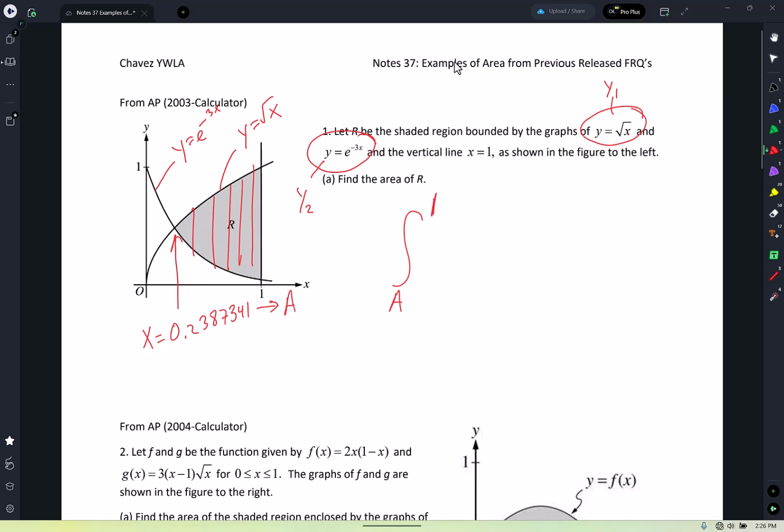Upper minus lower. They didn't give the names of these graphs. They didn't call it F or G. They just said y equals square root of x, y equals e to the x. So if they don't give the names, do not give it a name. Just go ahead and say square root of x. That's the one on top, minus, what's the one on the bottom? There it is. And then put the dx.